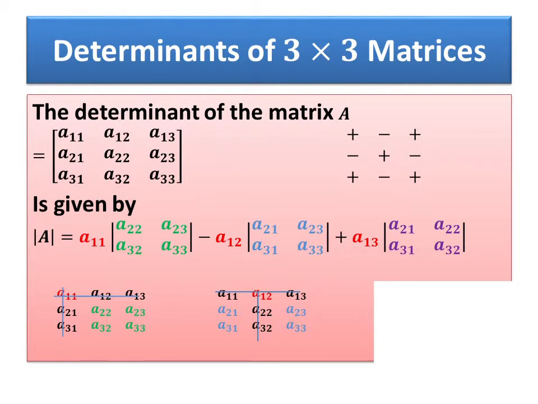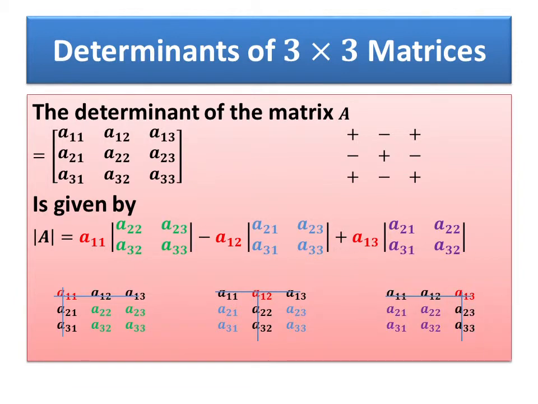We move on. A13. Yes, this element has a positive sign for its place, and then I multiply it by the determinant of the remaining elements if I cancel the row and the column of A13, and these I give the purple color. So we have A13 multiplied by the determinant of the purple elements A21, A22, A31, A32.